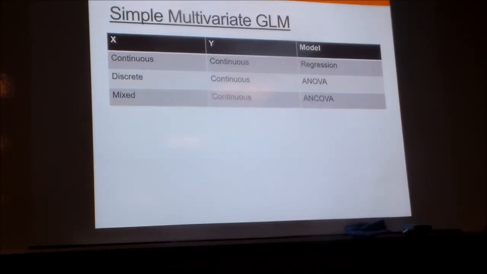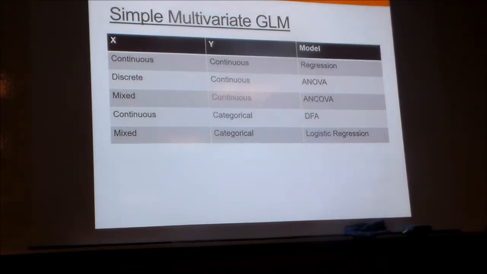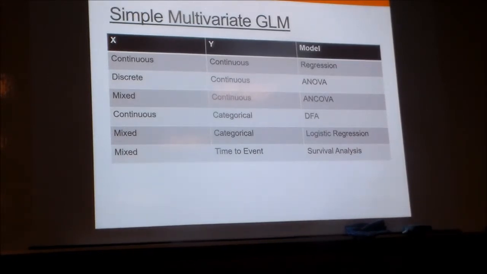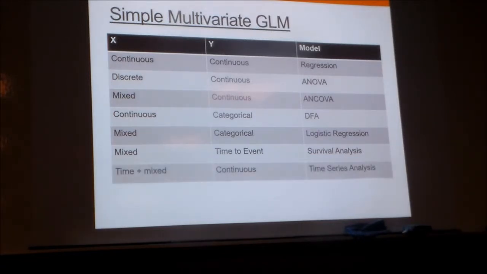If I have a mixture of continuous and categorical predictors and a continuous outcome, we might take a look at that in something along the lines of an ANCOVA. If I have a continuous set of predictors and a categorical outcome, we might be working with a discriminant function analysis or logistic regression. If we've got a mixture of continuous and categorical predictors and a categorical outcome, we're working with logistic regression. And if our outcome is time to event, survival analyses.